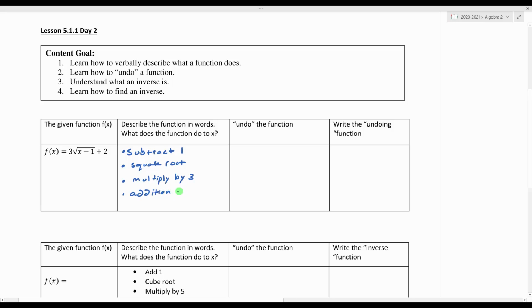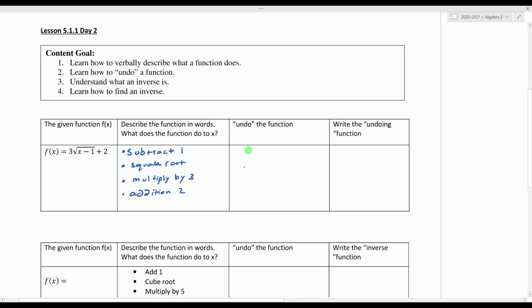I think the hardest part with these types of problems is just figuring out what order things were done in. With order of operations, you remember PEMDAS, parentheses, exponents, but it doesn't really cover situations like this, like where does square root fall in? And later on in math, you'll learn that a square root is kind of like an exponent, so it falls in the E part of PEMDAS. All right, so now we're going to undo.